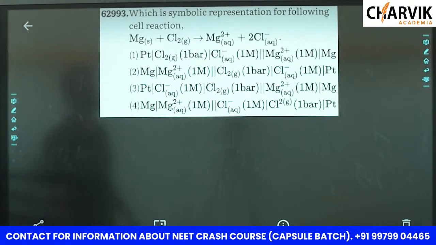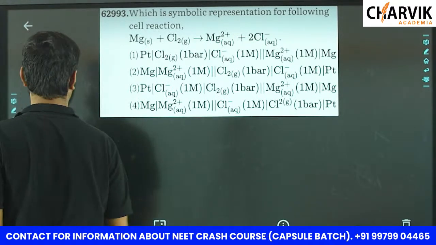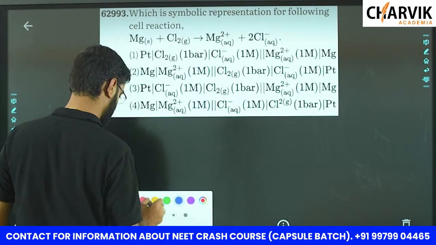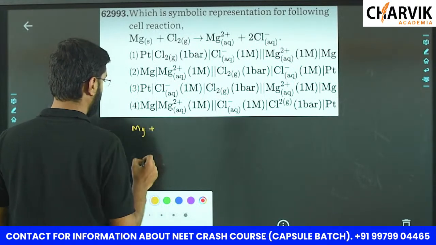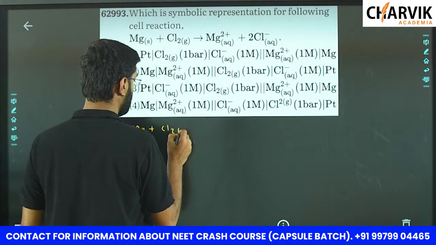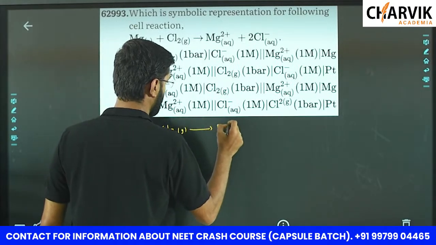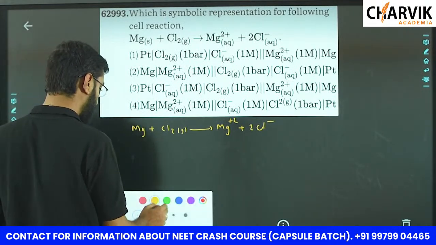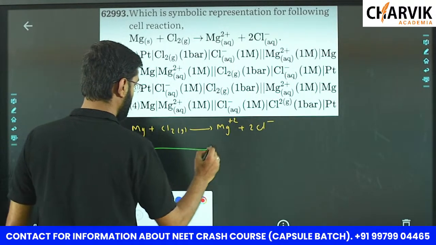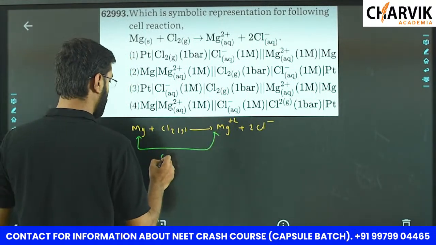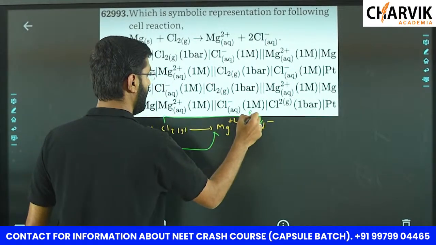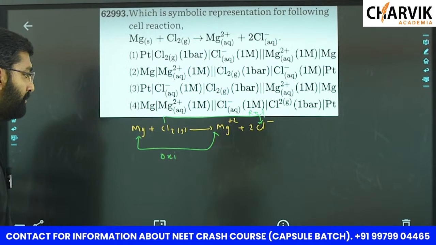Okay, which is the symbolic representation of the following cell reaction? Magnesium plus Cl2 gas gives Mg2+ plus 2Cl minus. Now you can see, students, here magnesium becomes oxidized and chlorine becomes reduced.